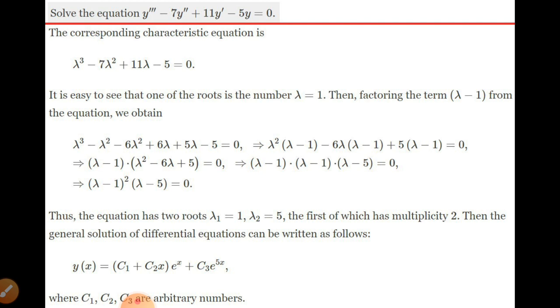So we have 3 roots, but out of these 3, 2 are multiple or equal roots, and if we have an equal root, we will put an x term. So the solution can be written as c1 plus c2 x times e to the power x, plus c3 e to the power 5x. So this will be the solution if we have a multiple root.